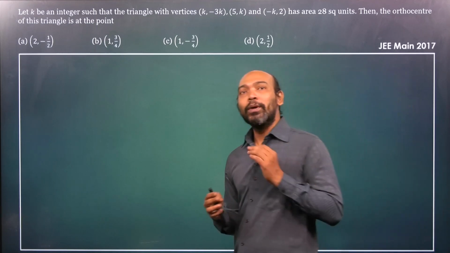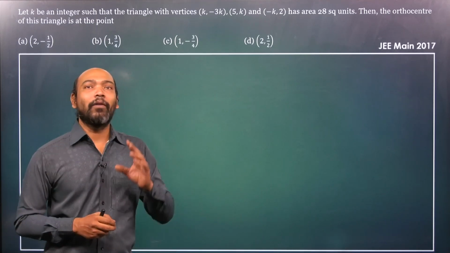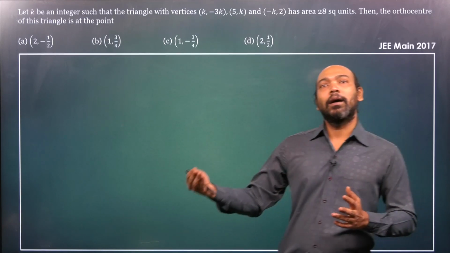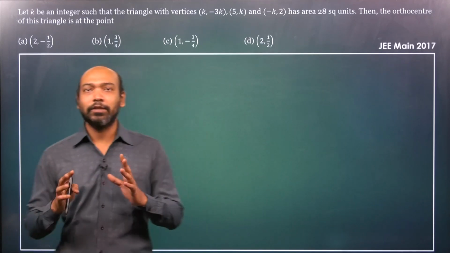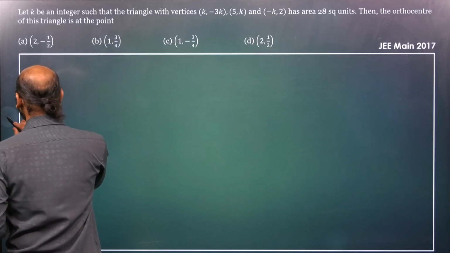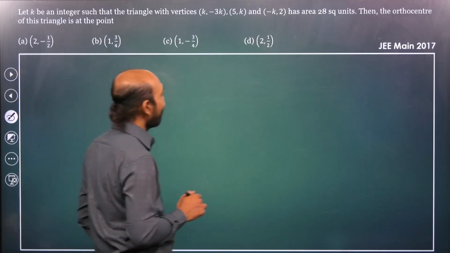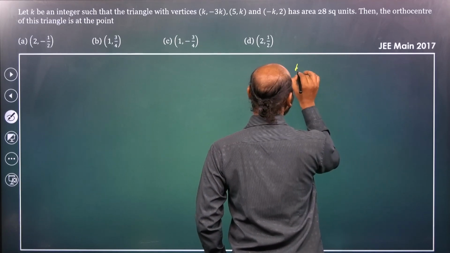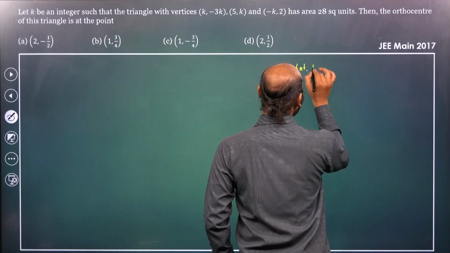So obviously, we need to find out the vertices, right? Now here the vertices are given in some unknown form where the area is given, right? So let's first go ahead and follow the steps to find that area. Let A be the area.